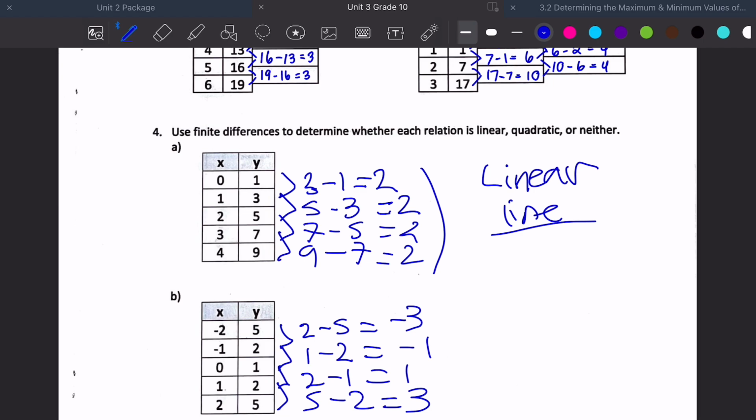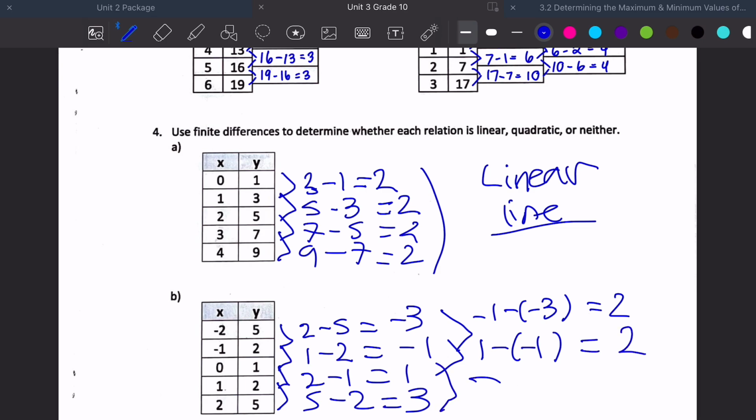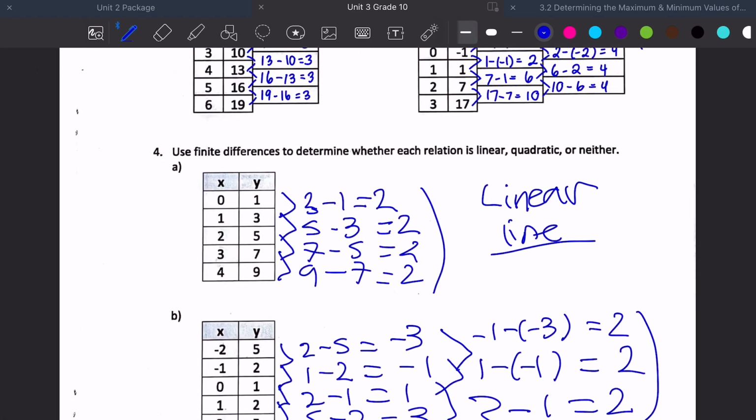So now you have to go to the second differences. -1 minus -3 equals 2. 1 minus -1 equals 2. 3 minus 1 equals 2. So it's quadratic. And it'll be a curve.